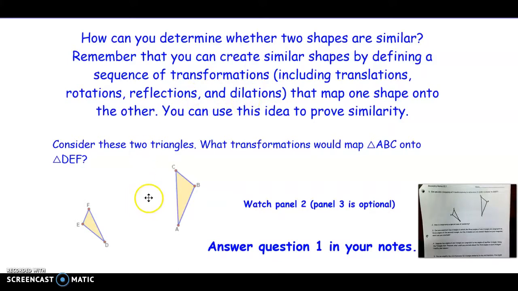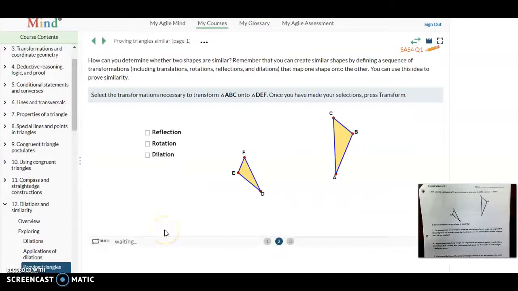So look at the two triangles that are given to us. We have triangle DEF and triangle ABC. What transformations would map triangle ABC as the preimage onto triangle DEF, which is the image? So think about that for a minute. Would it be translation, rotation, reflections, dilations, or a combination of any of those? And let's answer question 1 while we're looking at this animation.